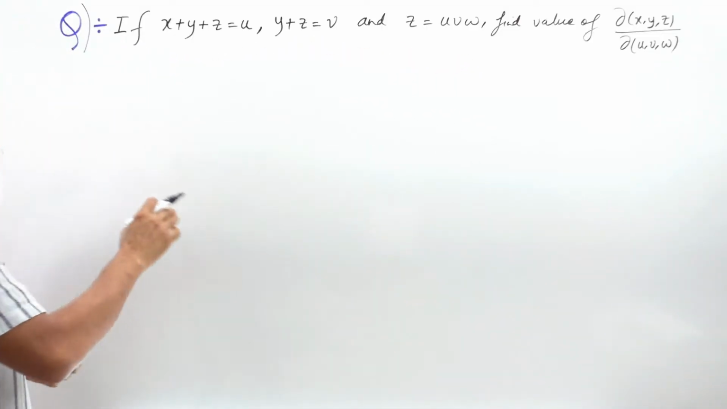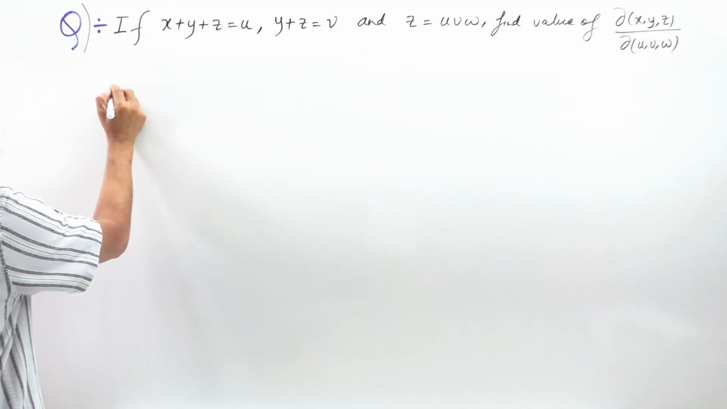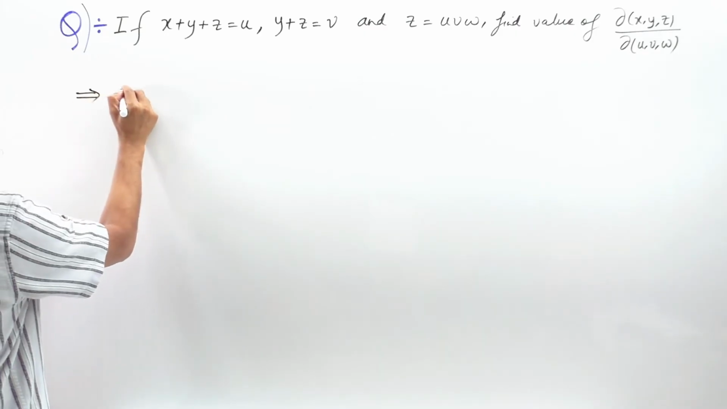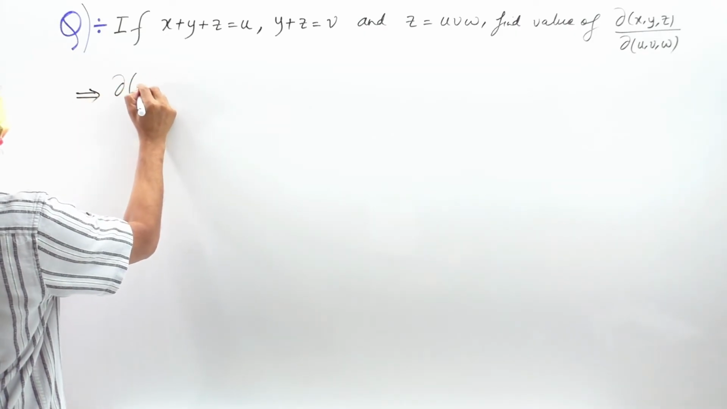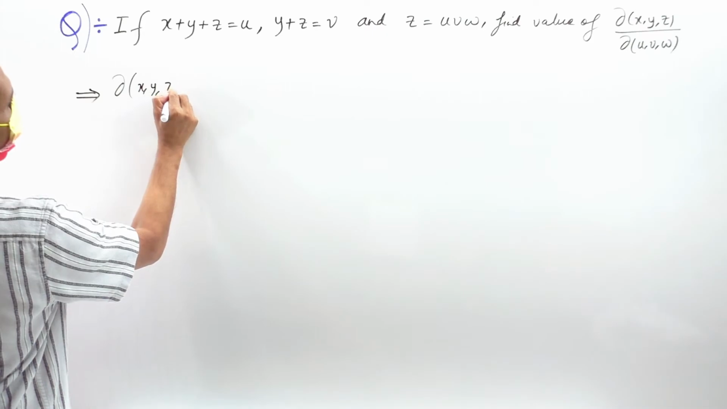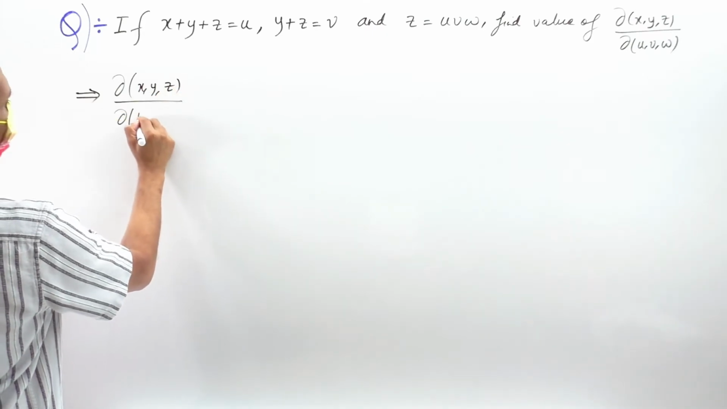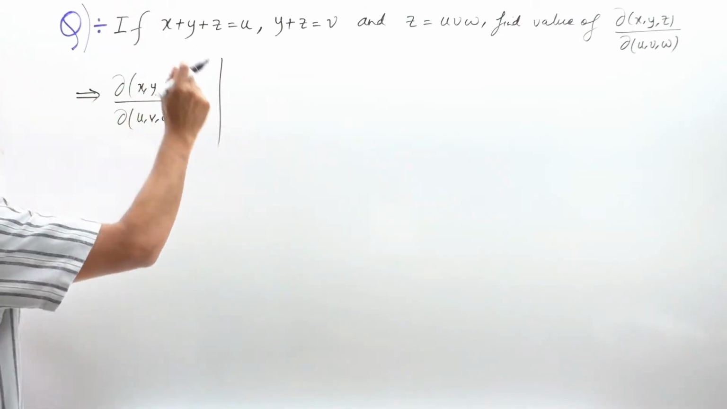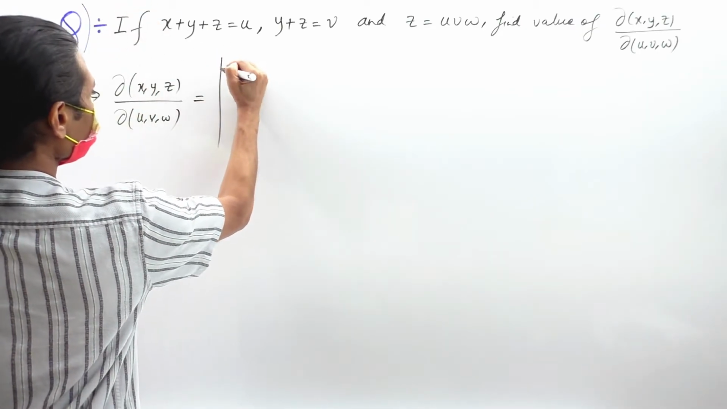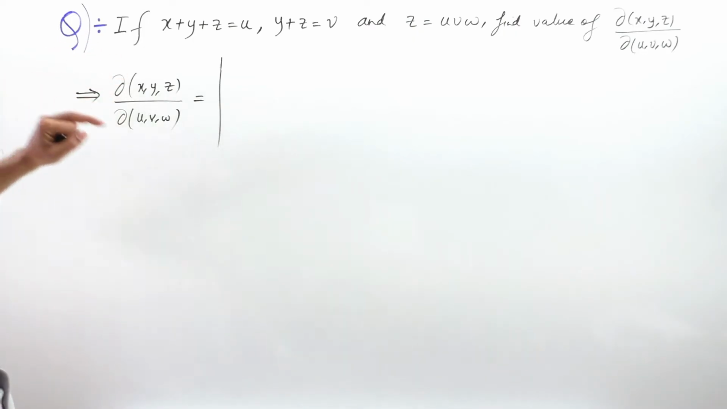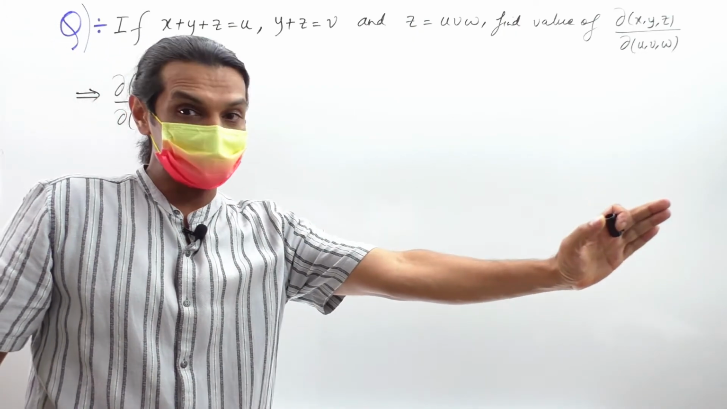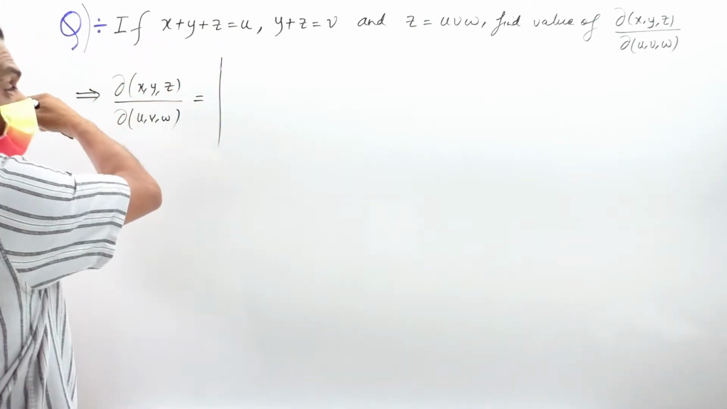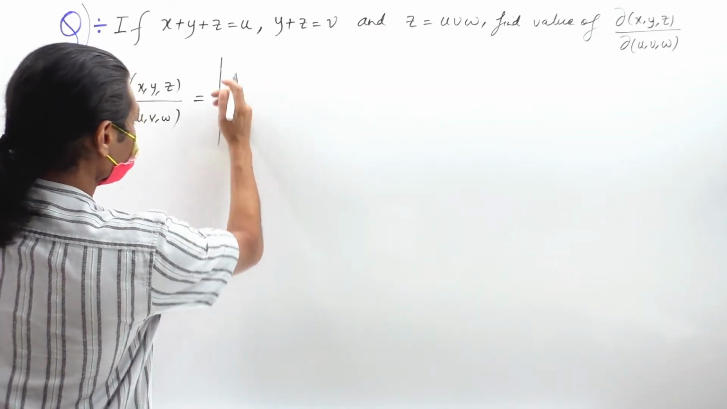So let us write the Jacobian here. So we have, this implies ∂(x,y,z) with respect to ∂(u,v,w) is equal to, we have here x with respect to all u v w, x with respect to all. So that is what?